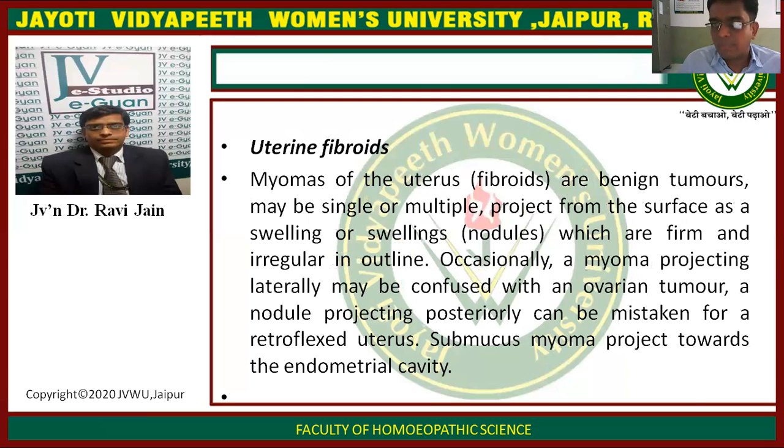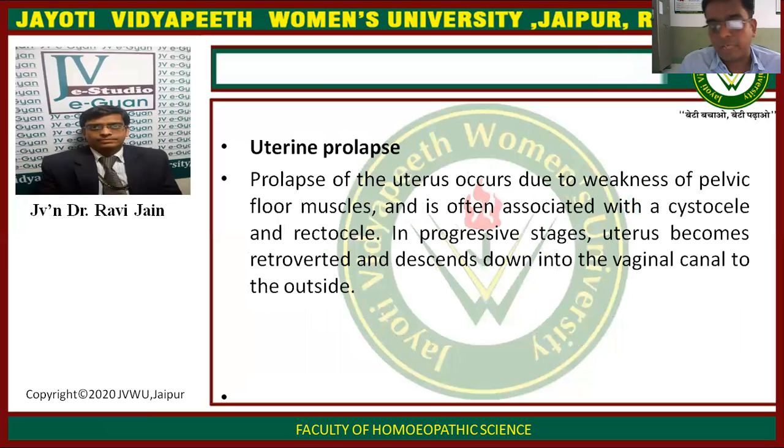Number 1, uterine fibroid. These are benign tumors that can be single or multiple, that project from the surface as swelling or swelling nodules. These can be firm and irregular in outline. Occasionally a myoma projecting laterally may be confused with an ovarian tumor. A nodule projecting posteriorly may be mistaken for a retroflexed uterus. Submucous myoma projects towards the endometrial cavity.